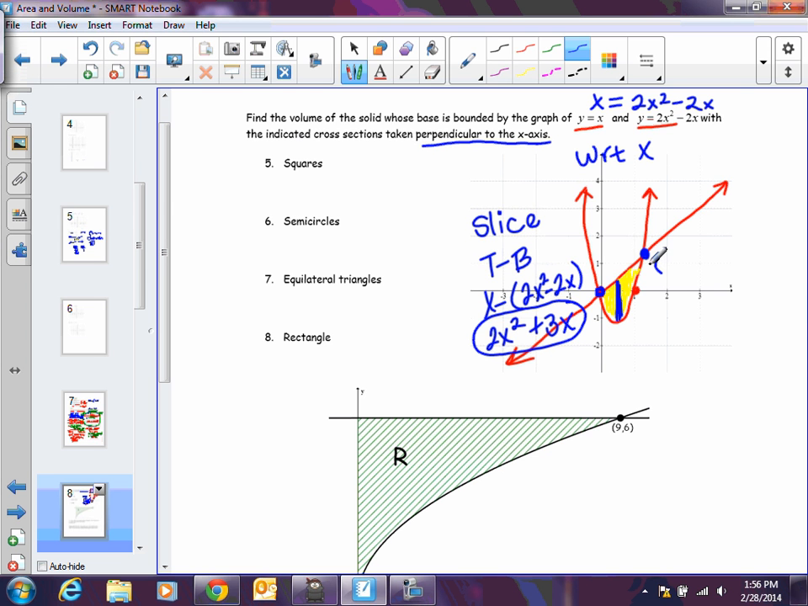Make sure your answer is reasonable. I know that the number should be between 1 and 2 on both the x and the y.